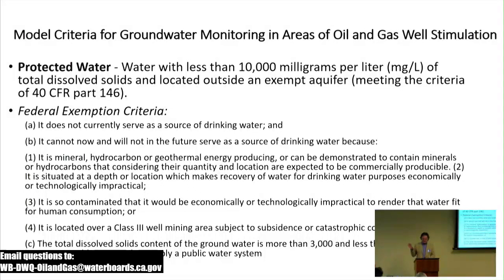Another aspect on this slide is that federal exemption criteria definition, and the definition of protected water specifies waters outside an exempt aquifer are subject to monitoring. So the focus of that federal definition is on sources of drinking water. For my remarks today, I'm going to look at exemption in the context of UIC and the aquifer exemption process that's nearing completion now.